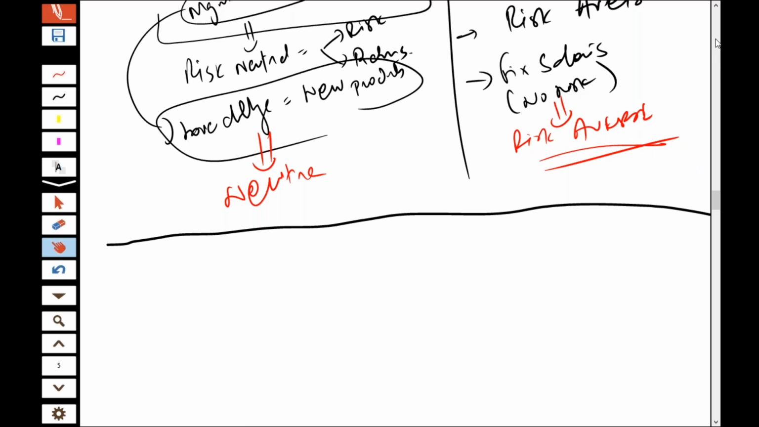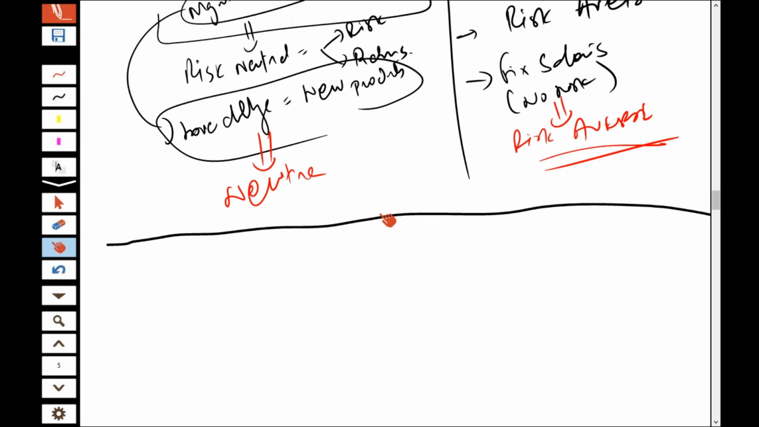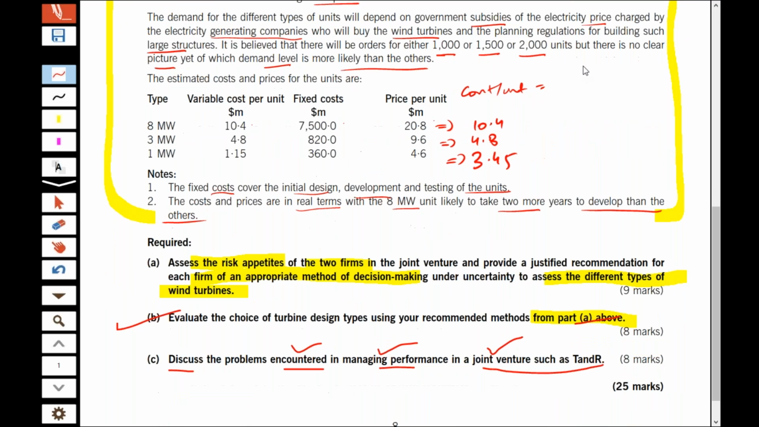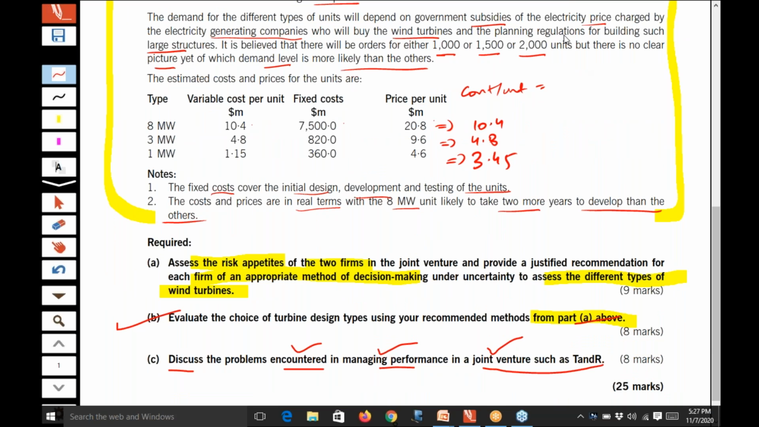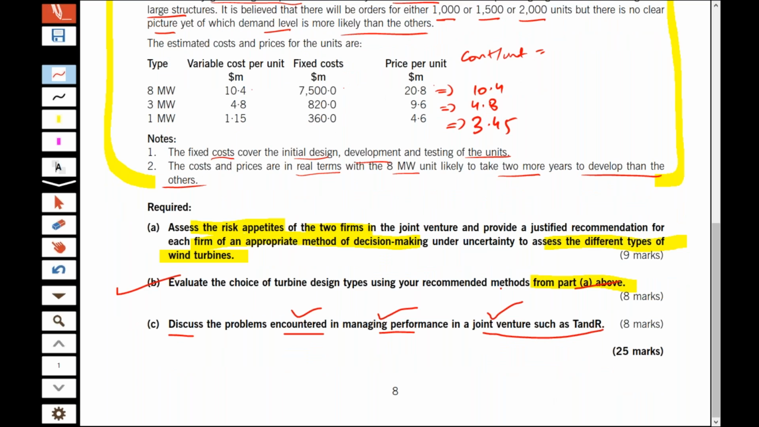Now, the next requirement of this question is that we have to decide, we are managing the performance in a joint venture. Now, can you please share some suggestions? Can you give some suggestions with respect to the problems that we may face with this specific joint venture?